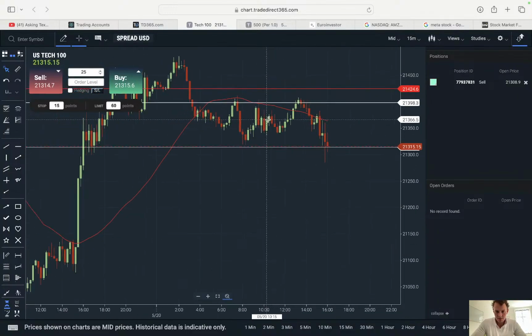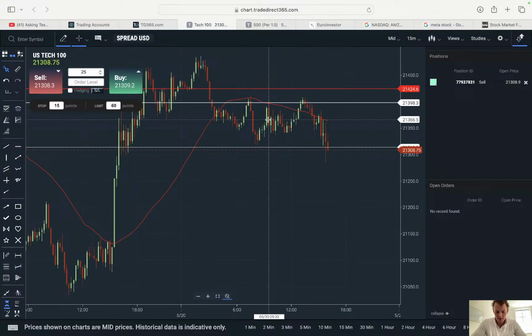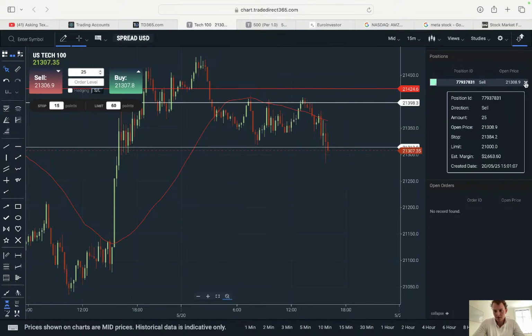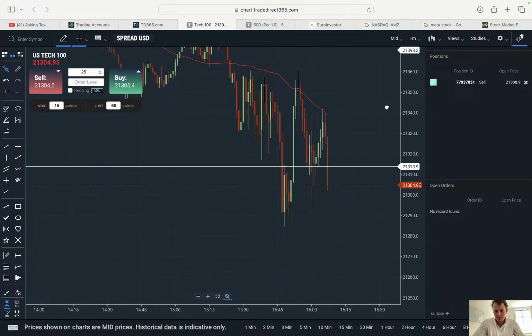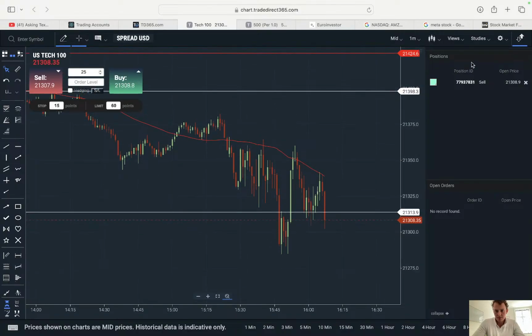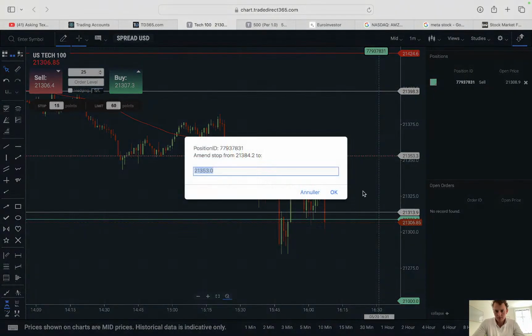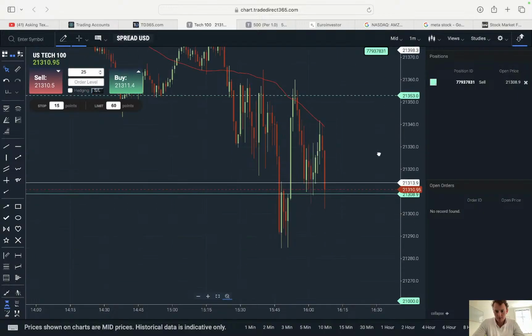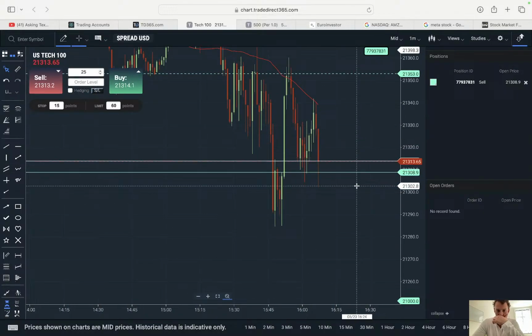Still short, waiting for it to sell off so we can make some good money here. What the fuck, man? Gonna move my stop loss to break even instead of exit this one here. I'm just gonna move it down. I was up in a good profit and now it's just going against me again. Wow.